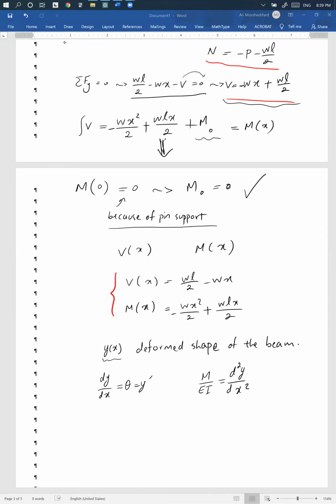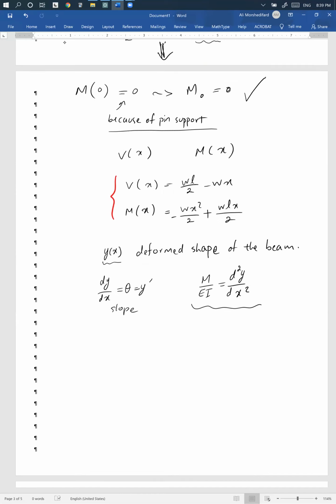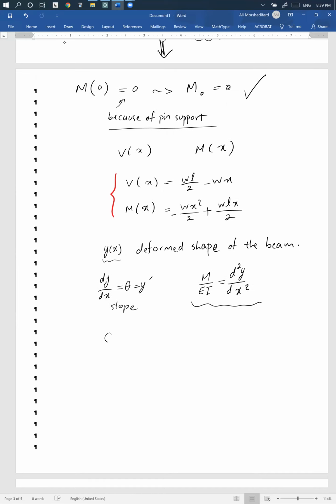So, guys, do you remember this from mechanics of materials? So basically, the first derivative is the slope. The second derivative is moment divided by a positive constant, right? So basically, do you remember the concavity of a curve?